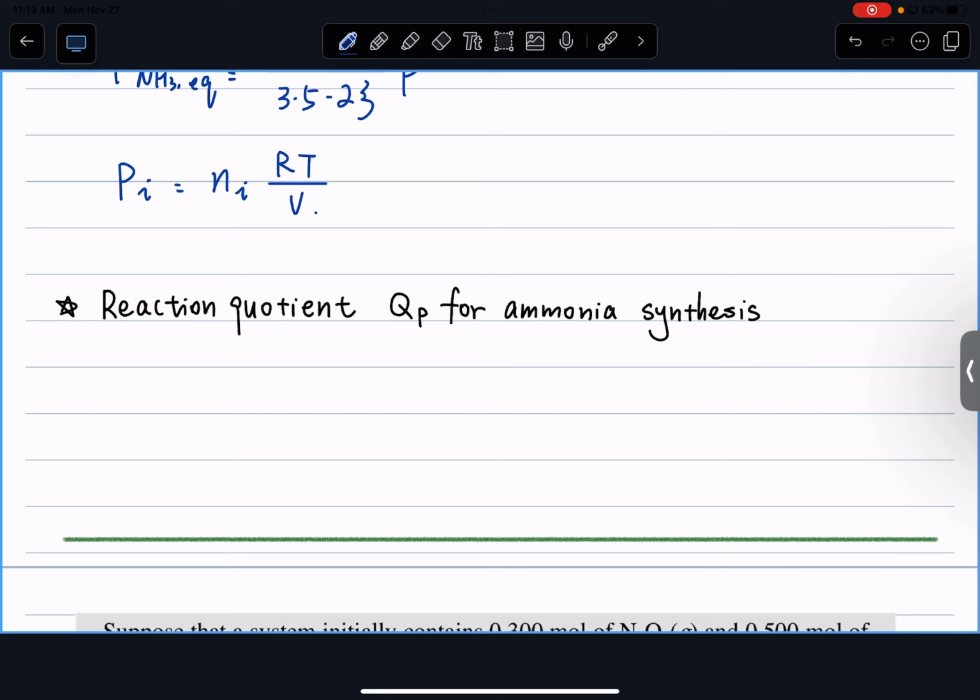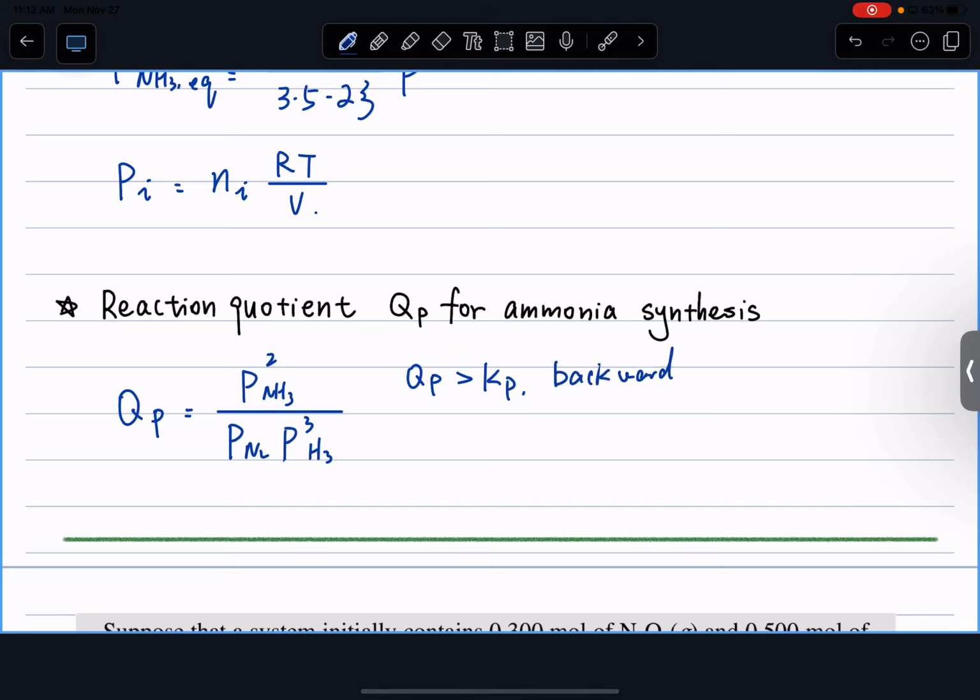So for example, if we have the Q_P, the reaction quotient defined to be the partial pressure of NH3 with its stoichiometric number, and also N2 and H2 with their stoichiometric numbers. So when we have Q_P larger than K_P, what we are saying is a backward reaction. And if you have Q_P smaller than K_P, you have a forward reaction.